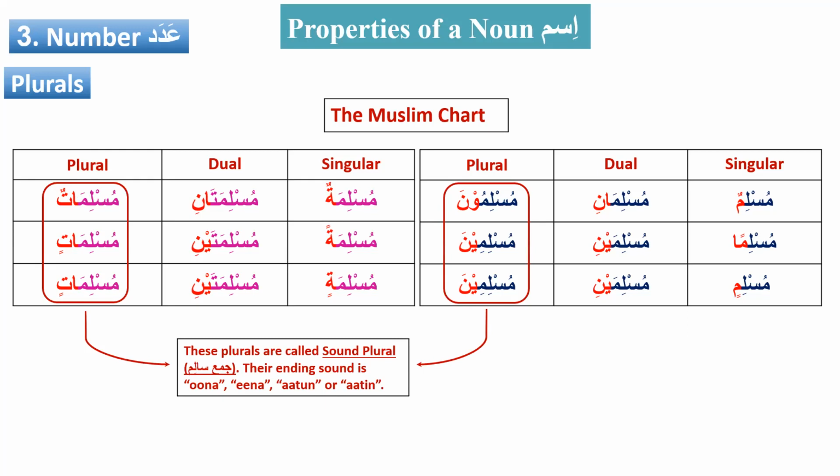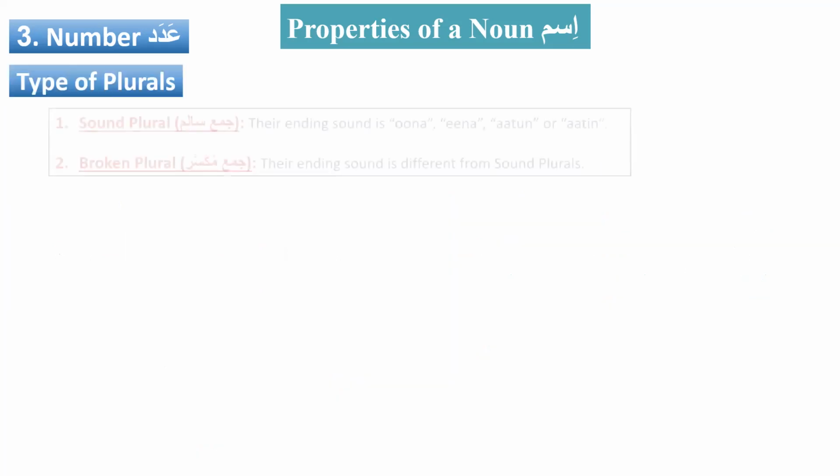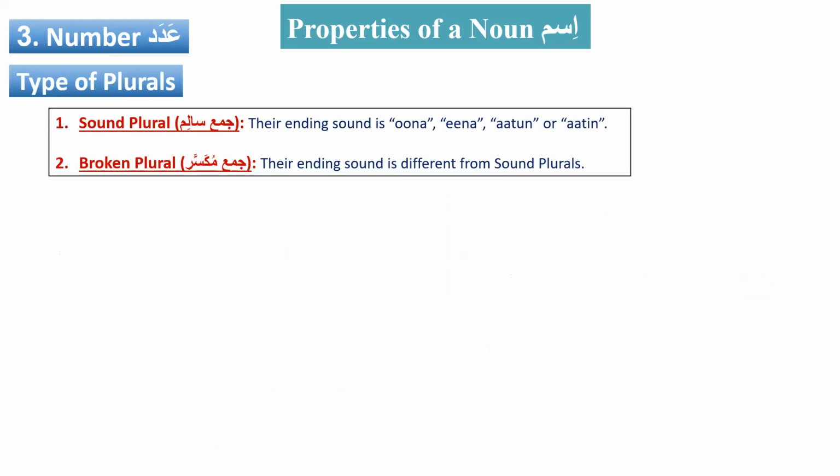But other plurals which do not have this ending sound are called broken plurals. So remember two terms, sound plurals and broken plurals. Sound plurals end with una, ina, or atun and atin sound. And if they don't end with these sounds, and they are still plural words, those plurals are called broken plurals. That's it for today.